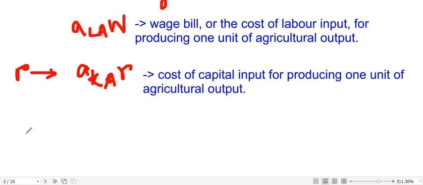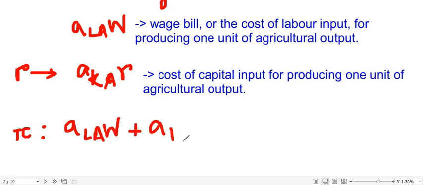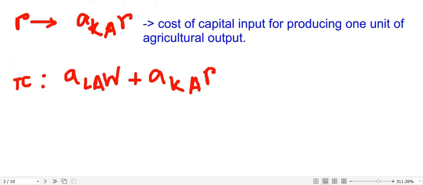So my total cost becomes aL W plus aK R. So this is my total cost. That is total cost for 1 unit of output, right? So 1 unit of output costs aL W plus aK R.